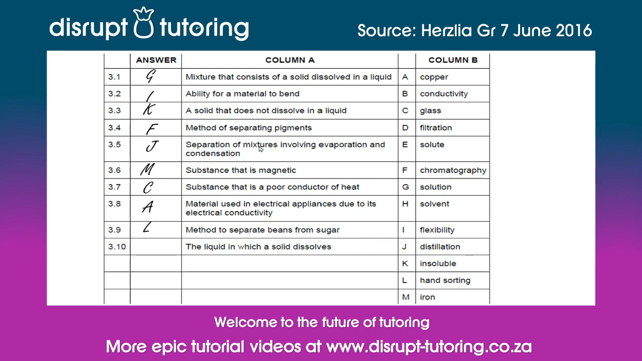And then finally 3.10. A liquid in which a solid dissolves. This is known as a solvent. Okay, the solvent is the liquid in which the solid dissolves, and the solute, if you look at E here, is the substance that dissolves in the solvent. Okay, so that's why E is not the correct answer. Okay, so that's that for question 3 of this question paper.